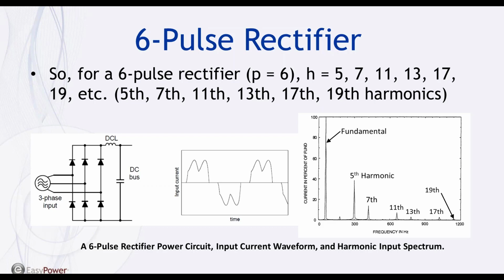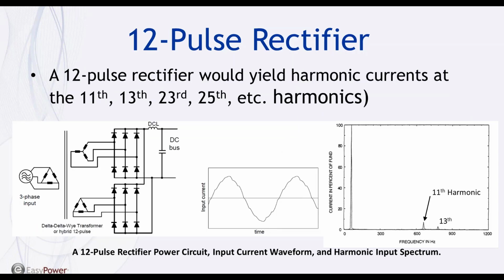You'll notice how the 5th, 7th, 11th, 13th, 17th, 19th, and so on, harmonics are present. The current is quite distorted, and the typical full load current harmonic distortion at the transformer primary can be anywhere from 25% up to 48%, depending on the network impedance, even with a 3% reactor. And here we have an example of a 12-pulse rectifier with harmonics present.